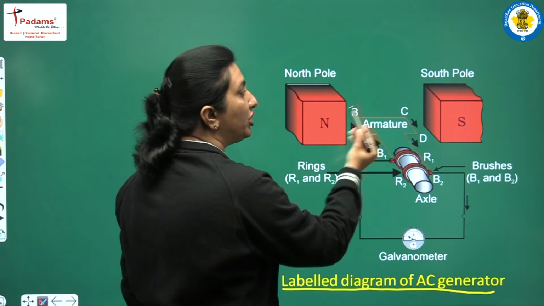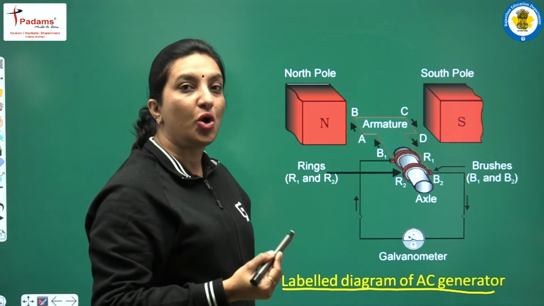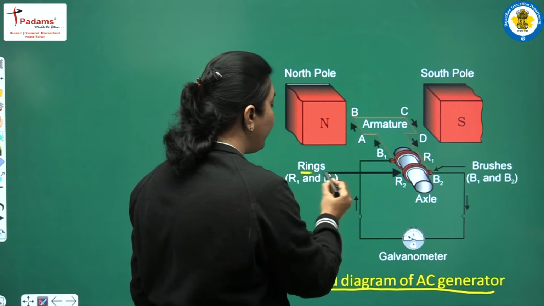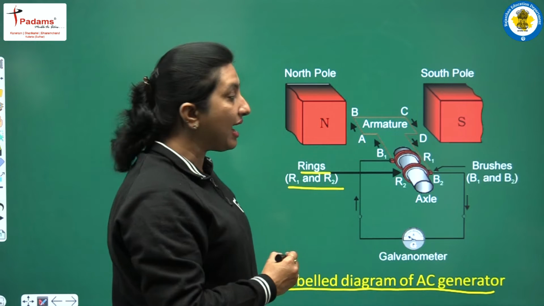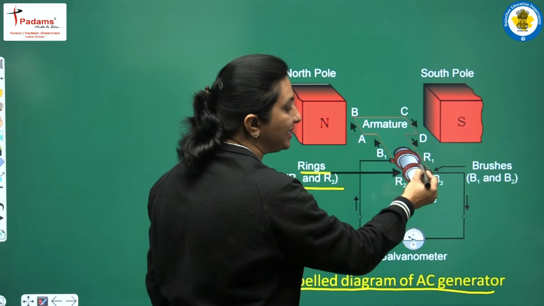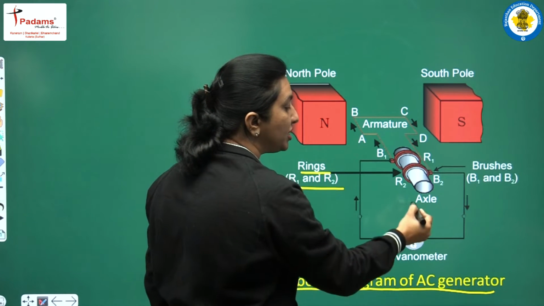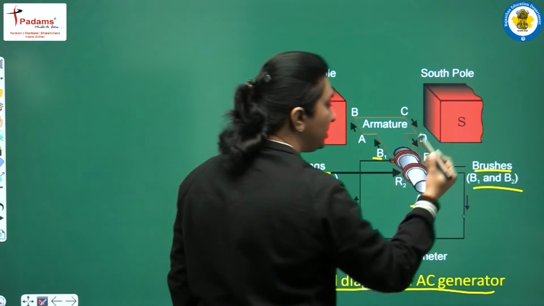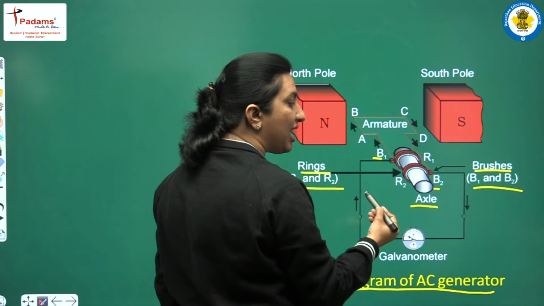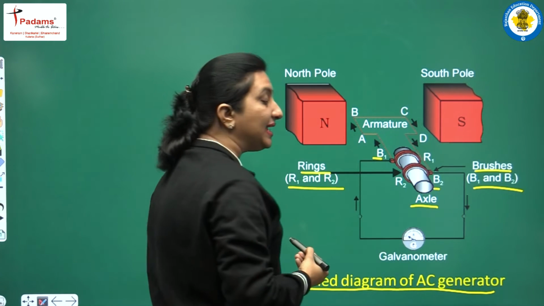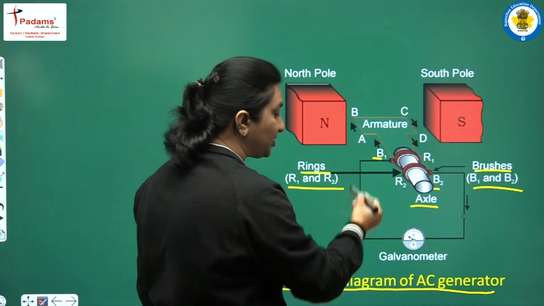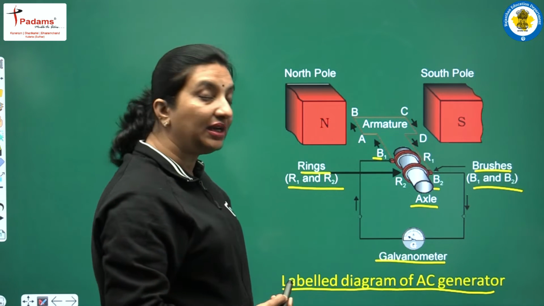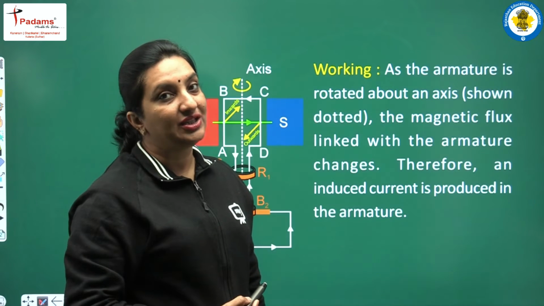Here we have the north pole and south pole of a strong horseshoe magnet. ABCD is the armature coil. Here we have two slip rings R1 and R2. This is the R1 ring and this is the R2 ring, which are mounted over the axle. Then we have two brushes B1 and B2. B1 is pressing against the R1 ring and B2 is pressing against the R2 ring. Then we have an external circuit where a galvanometer is also attached. So, we have given the labeled diagram of an AC generator.